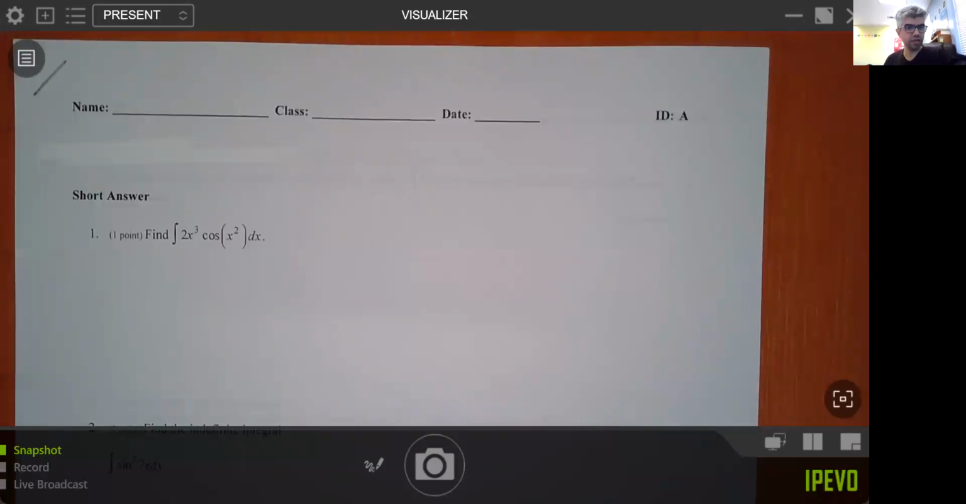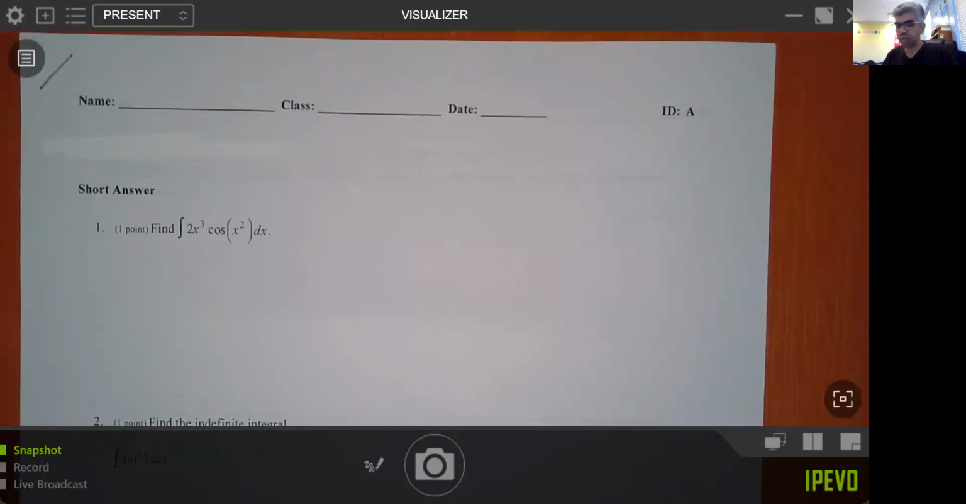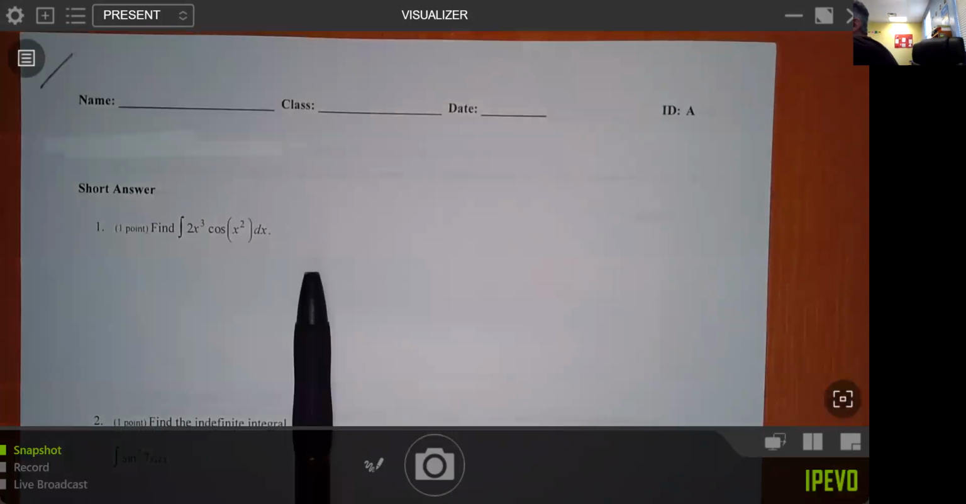So today we are going to review chapter 8, the integrals, improper integral, and the other stuff. So let's start with the first question. I will use different colors during the solution.